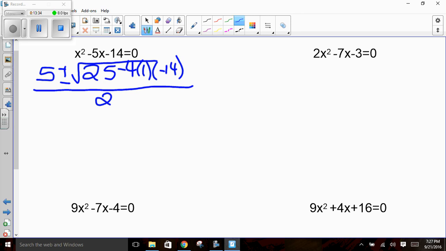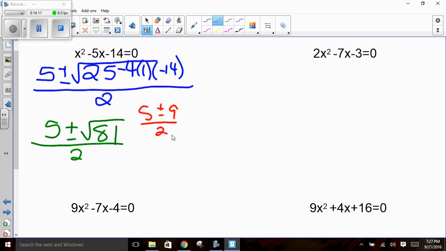When I take my negative 4 times 1 times negative 14, I get 56. So what I'm going to do now with that positive 56, because you know I'm going to add it with that 25, in your calculator just hit plus 25. So now you should have 5 plus or minus the square root of 81, all divided by 2. Okay, the square root of 81 is what? It's 9 because 81 is perfect. Woo, we finally get a perfect, nice answer. Okay, so now I have 5 plus or minus 9 divided by 2.